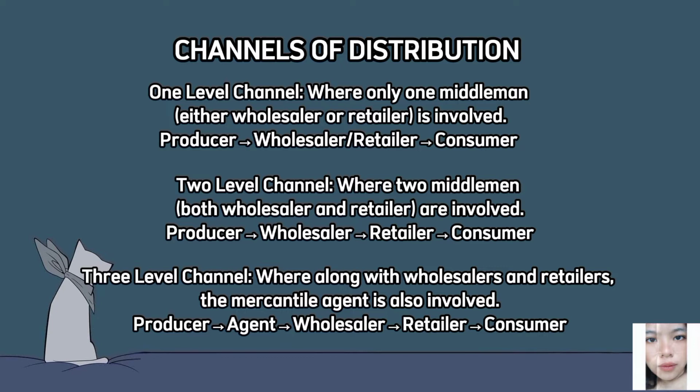Three-level channel, where along with wholesalers and retailers, the agent is also involved. This channel of distribution involves manufacturers using the services of agents or brokers to connect with wholesalers and retailers. The producer deals with an agent, then the wholesaler buys goods from that agent and sells them to retailers who further sell them to its ultimate consumers.